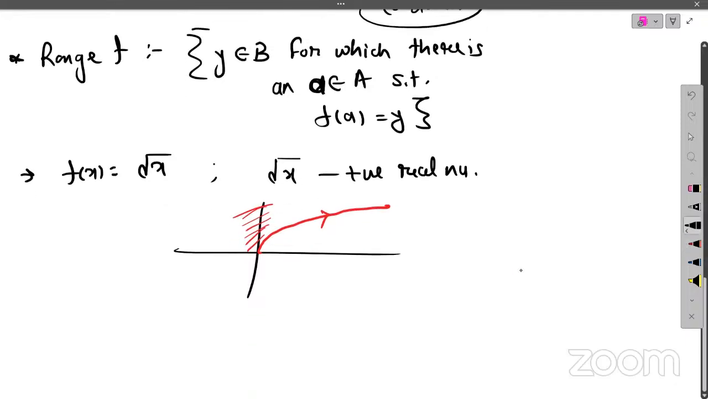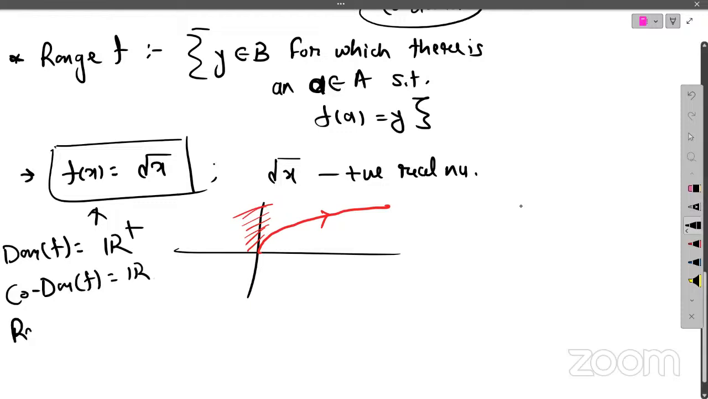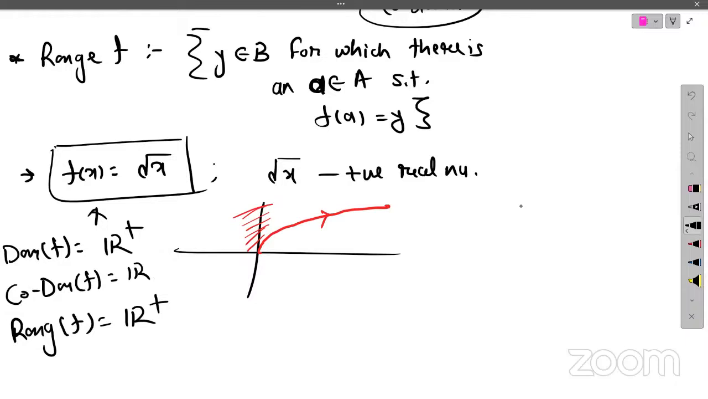So here, in the case of this function, f of x is equal to under the root of x, we have the domain of the function to be all positive real numbers. The codomain of the function, since it is defined from real number to real number, is nothing but all real numbers. And the range of f is again all positive real numbers, because whatever input you take, you will get another positive number only, because the under the root function is a positive function.